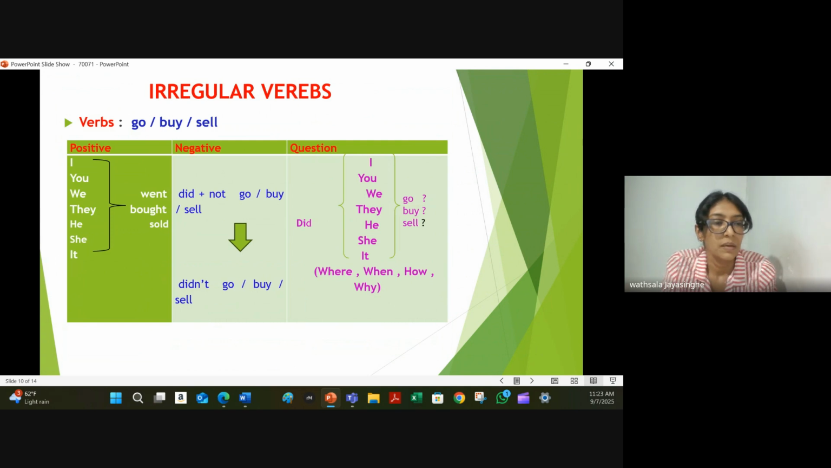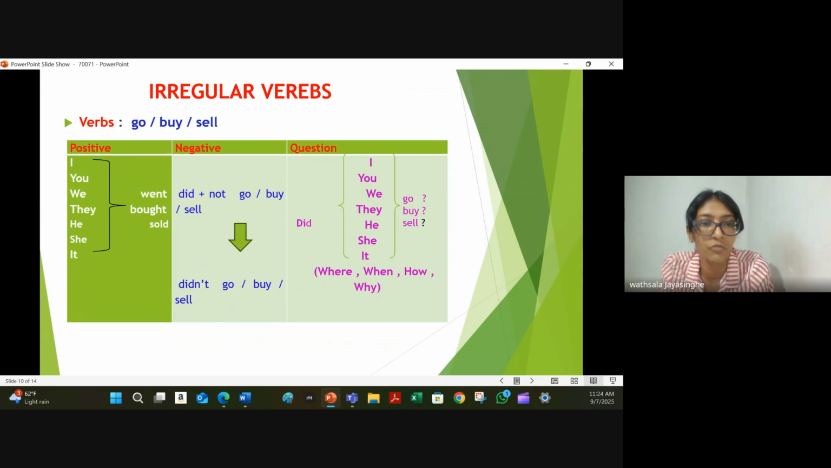And irregular verbs. We take three verbs: go, buy, and sell. When we use I, you, we, they, he, she, it, they become went, bought, and sold. I went, we went, they went, she went, he went, and it went. Buy: when you use past tense, I bought, we bought, they bought. And sell: I sold, you sold, he sold, she sold, like that.